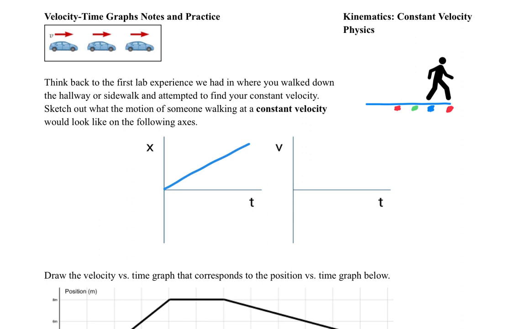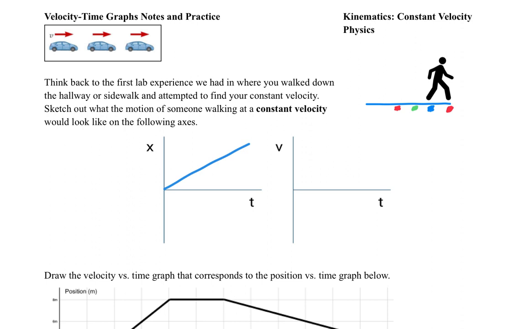I will tell you that most people make a prediction that looks like this. It's still an inclined line. Unfortunately, most people, before they really start learning some physics, would be wrong. That is incorrect. That is not what a velocity graph is going to look like. So let's think about this for a second.